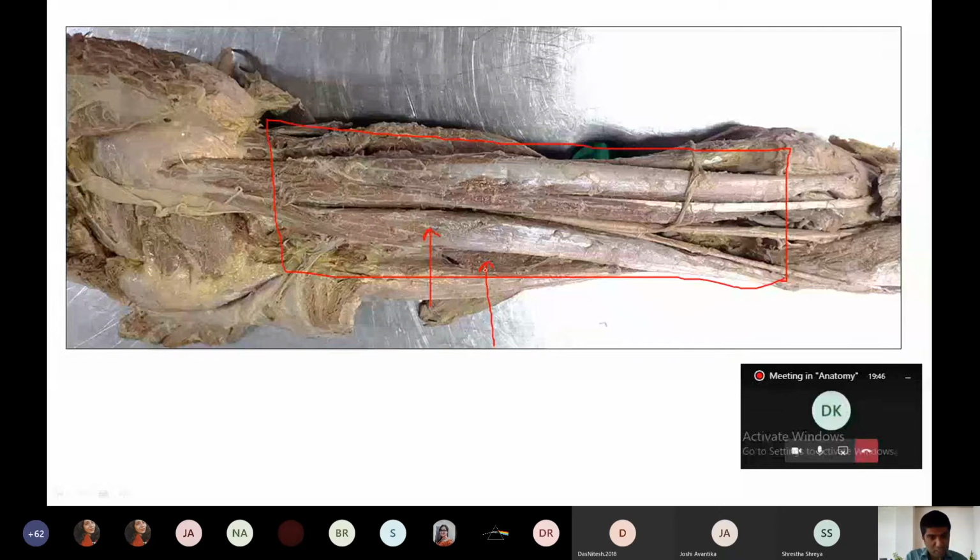Out of these two heads, any head may be asked in this portal examination, and along with the structures, there will be questions on nerve supply and action. All these things you have to prepare to answer the MCQs. Its nerve supply is the femoral nerve, isn't it?